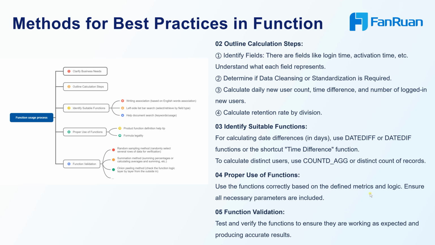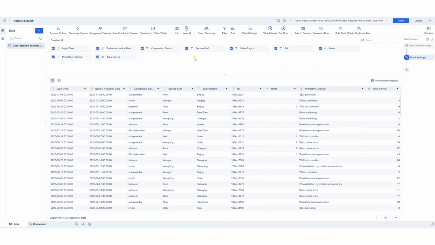So, after understanding this, the second step is to outline our calculation steps. Once we have this table, let's first take a look. This is the table I've loaded, and I preloaded it for you. It will be attached in FindBI later. It contains the login time, the earliest activation date, cooperation status, service staff, and so on. We need to be clear about the meaning of each field from the start.